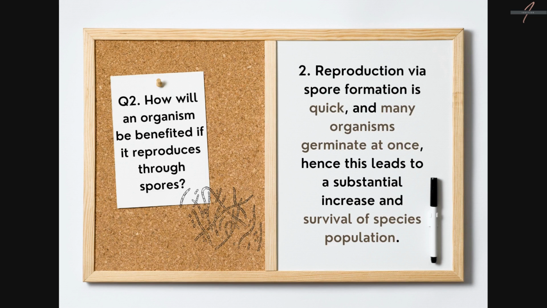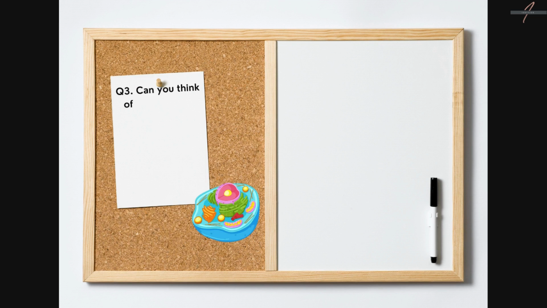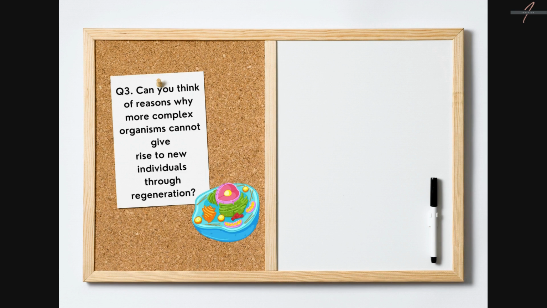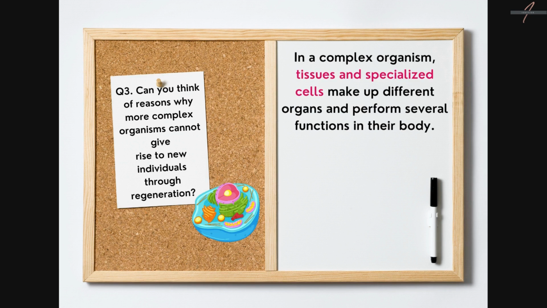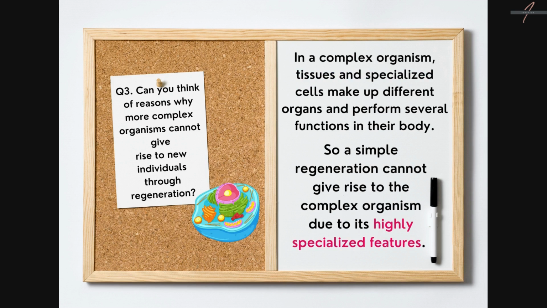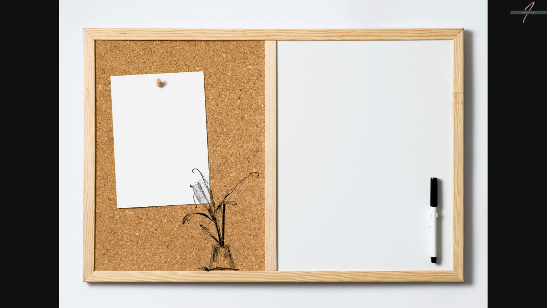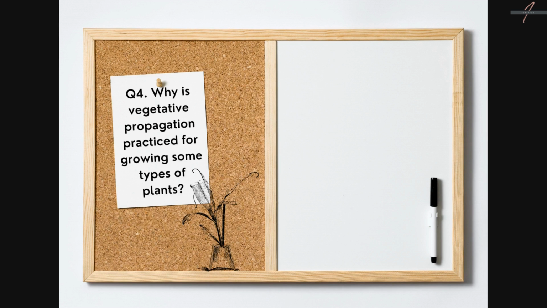Cool. So, next is, can you think of reasons why more complex organisms cannot give rise to new individuals through regeneration? In a complex organism, tissues and specialized cells make up different organs and perform several functions in their body. So, a simple regeneration cannot give rise to the complex organism due to its highly specialized features. That's quite understandable, right? Next is, why is vegetative propagation practiced for growing some types of plants?